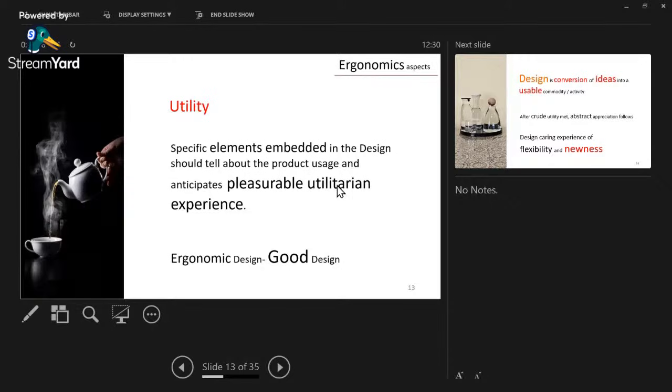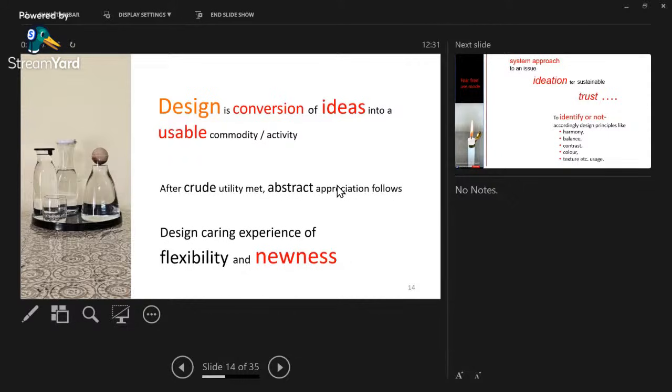So in this case, utility, the specific elements embedded in the design should tell about the product usage and give a pleasurable utilitarian experience. People say that ergonomic design is good design. There is nothing called ergonomic design. If I use ergonomic principles in design, it will be good design. So design is the conversion of ideas into a usable commodity and activity.